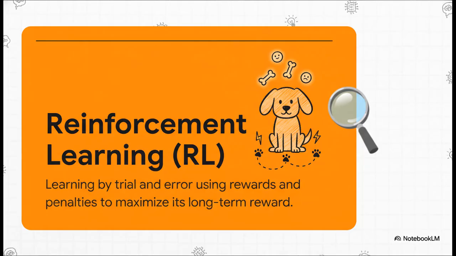The 3rd style is reinforcement learning, and this one is all about trial and error. The machine, which we call an agent, tries taking actions in an environment. We give it a reward, a digital treat for a good action, and a penalty for a bad one. And over millions and millions of tries, it learns the strategy that gets it the most rewards. It's just like training a dog.